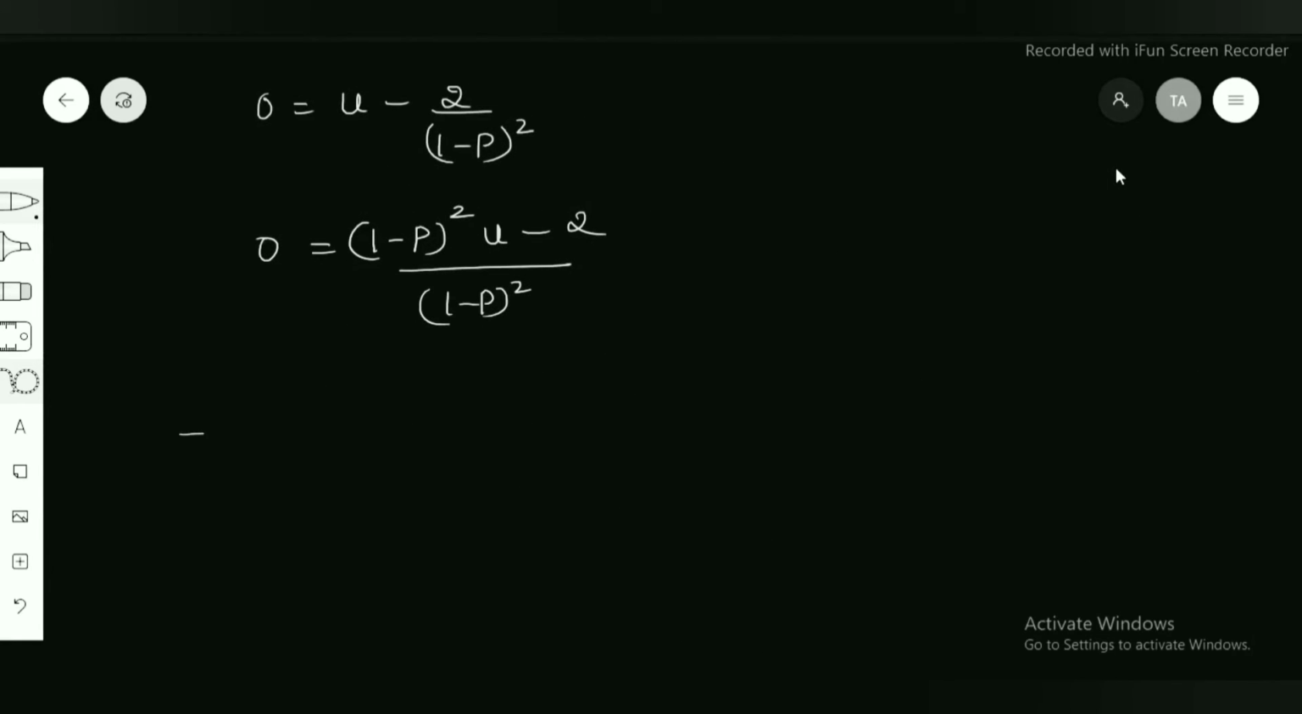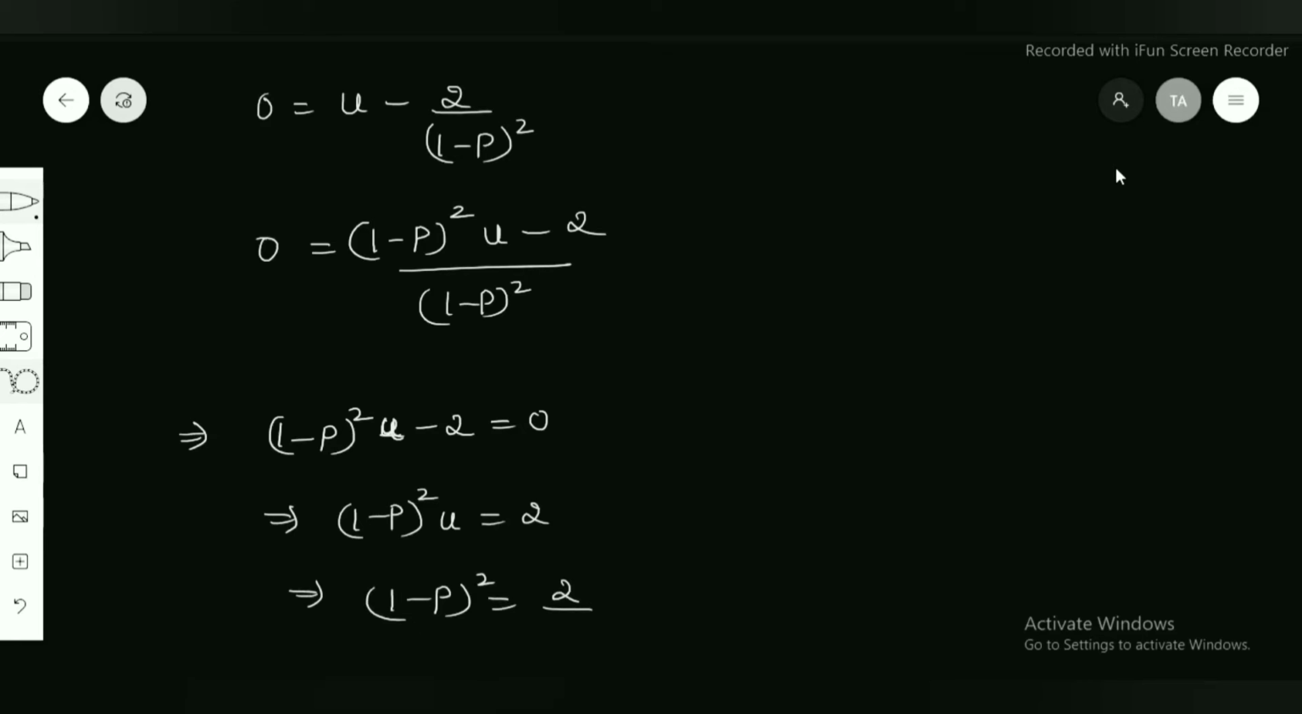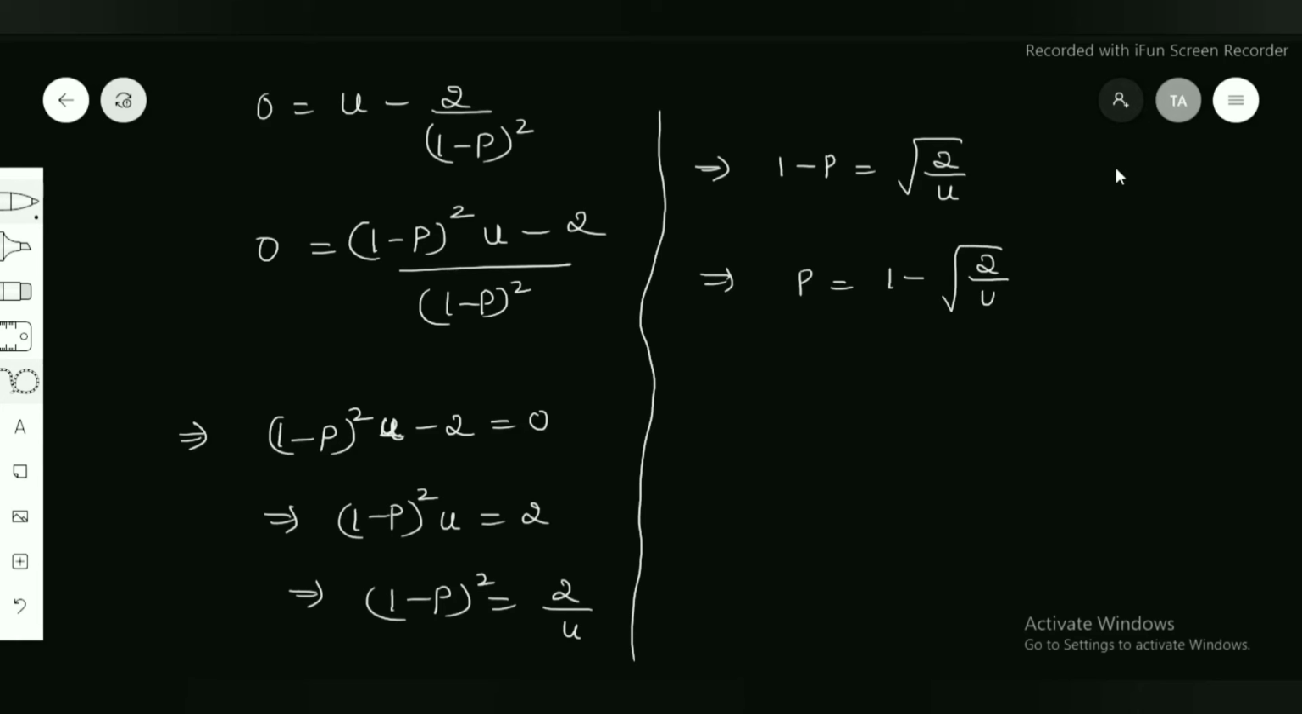This implies 1 minus p whole square into u minus 2 is equal to 0, which implies 1 minus p whole square, u is equal to 2, implies 1 minus p whole square is equal to 2 by u, which implies 1 minus p is equal to square root of 2 by u, which implies the p value will be 1 minus square root of 2 by u. Okay, call this equation number 4.